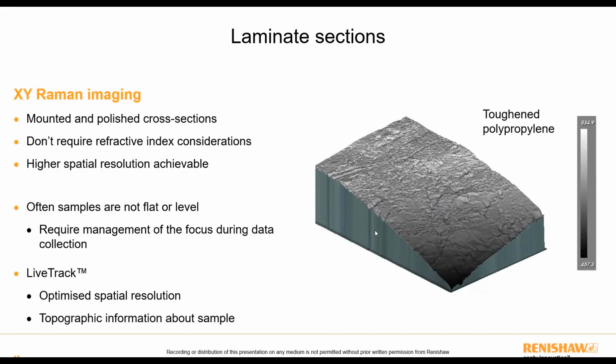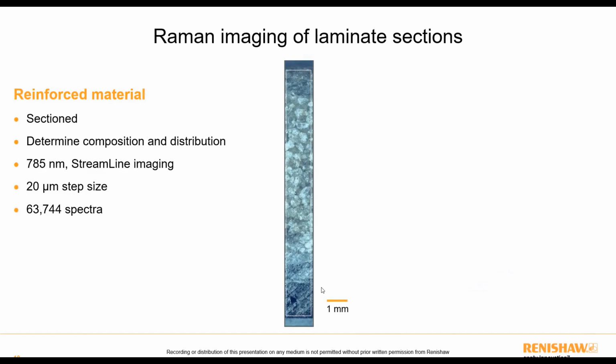Here I've got an example where we've got toughened polypropylene. So this is using a combination of polypropylene and isotactic polypropylene. This isn't prepared, and you can see we've got a really large variation in height. So this isn't a Raman image, this is purely a topography image from live track. The variation in height is around about 80 microns, and not only do you get the total height change, but you get all the subtleties of the morphology of that surface as well. And of course that can be really useful and complementary to our chemical information.